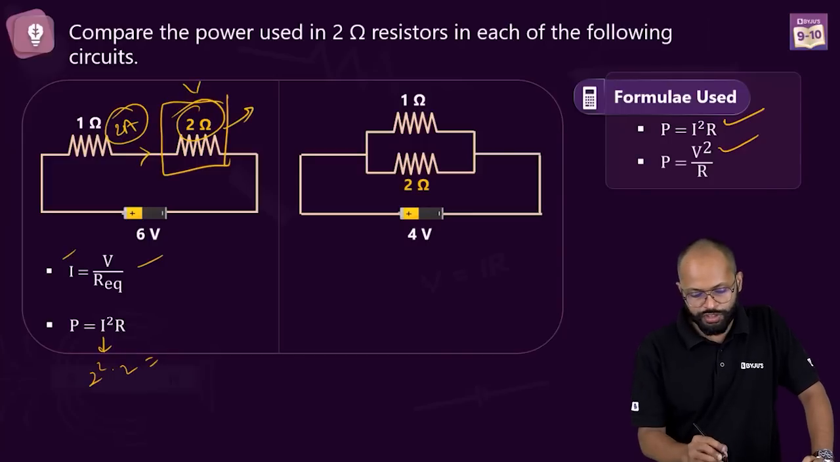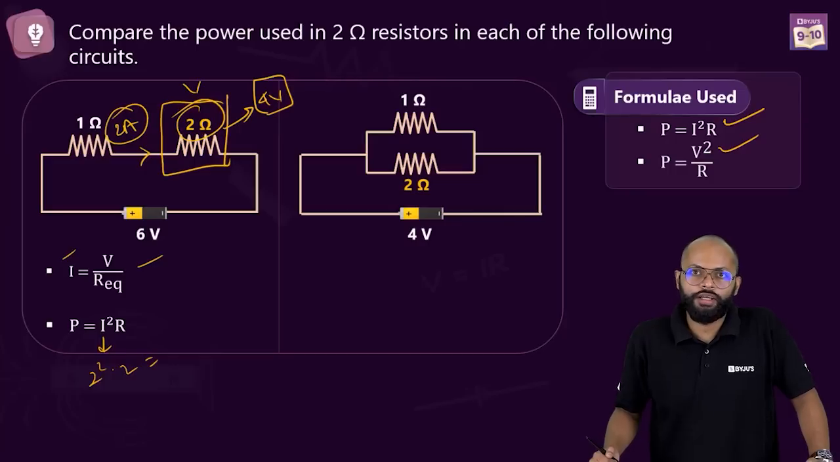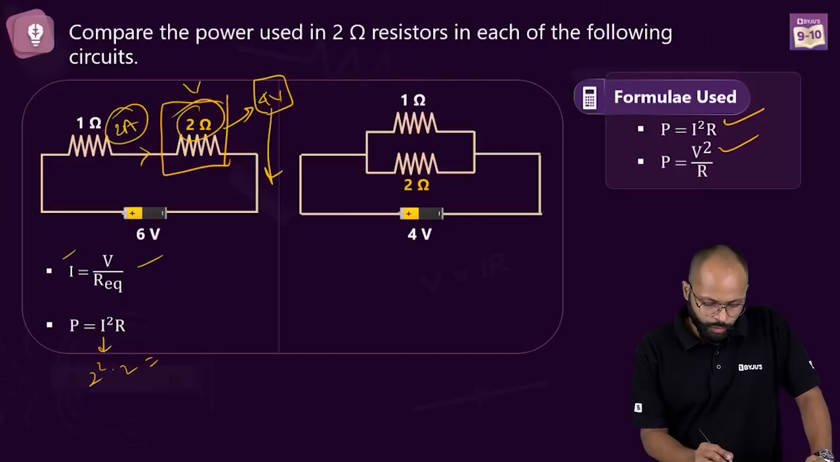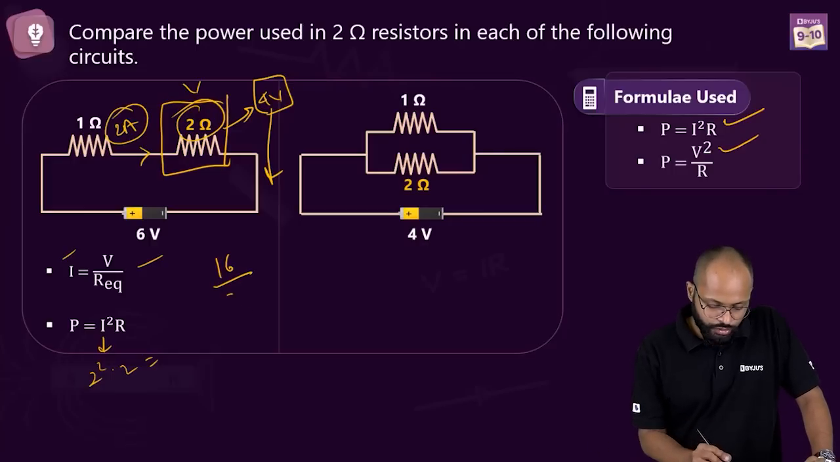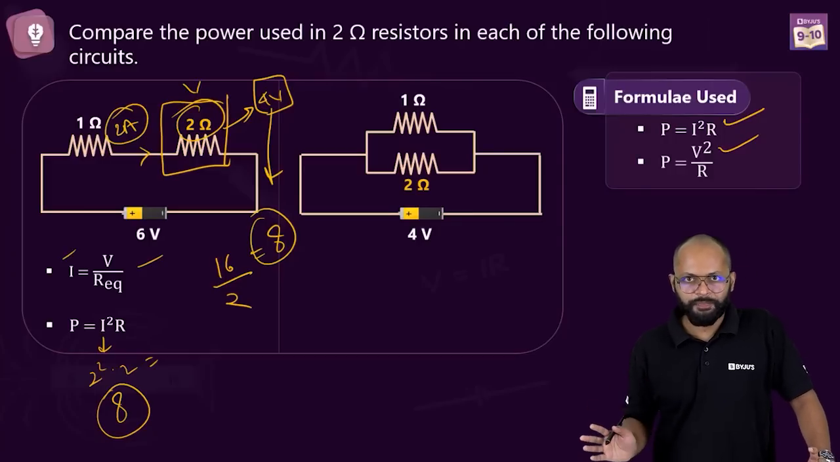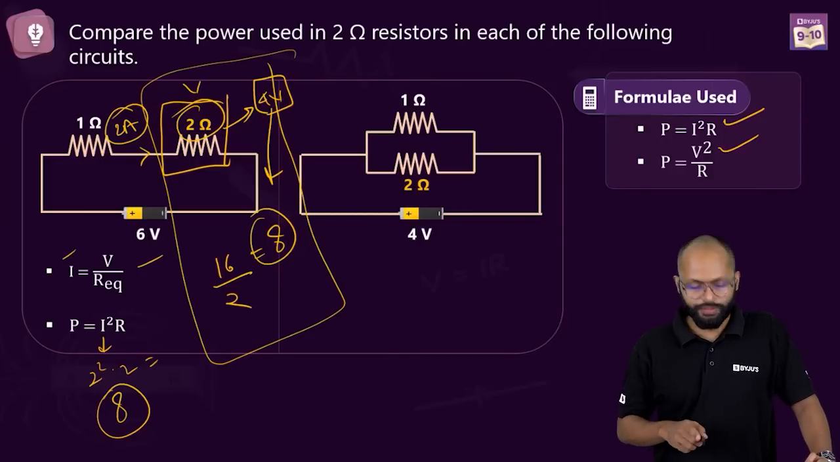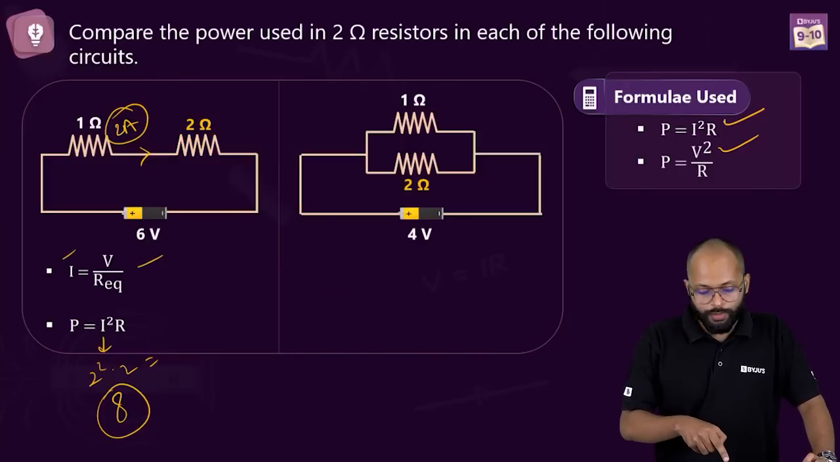So the voltage drop is how much? 4 volts. Okay, fine. 4 volts you got. Now you can use V square upon R. Not a problem. 4 square is 16, and upon R, R is 2. So here you got 8. Got the same answer. Feeling good, huh? But the problem is, you wasted time in doing the second one. So again and again I'm trying to say, be smart about it.